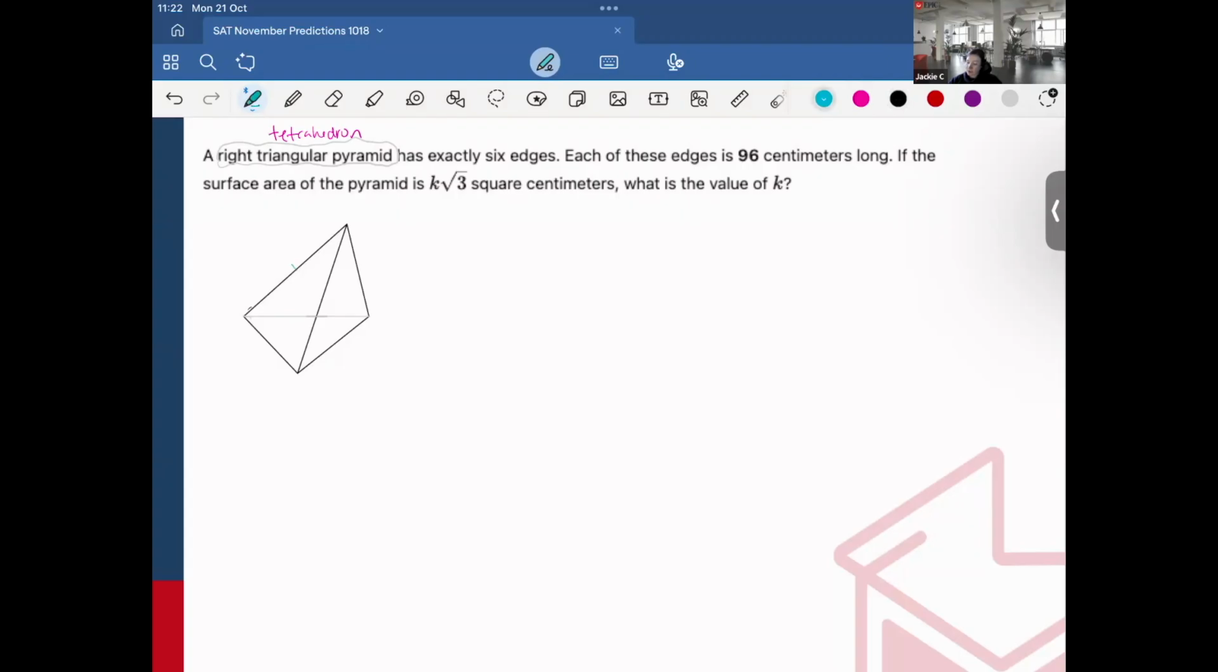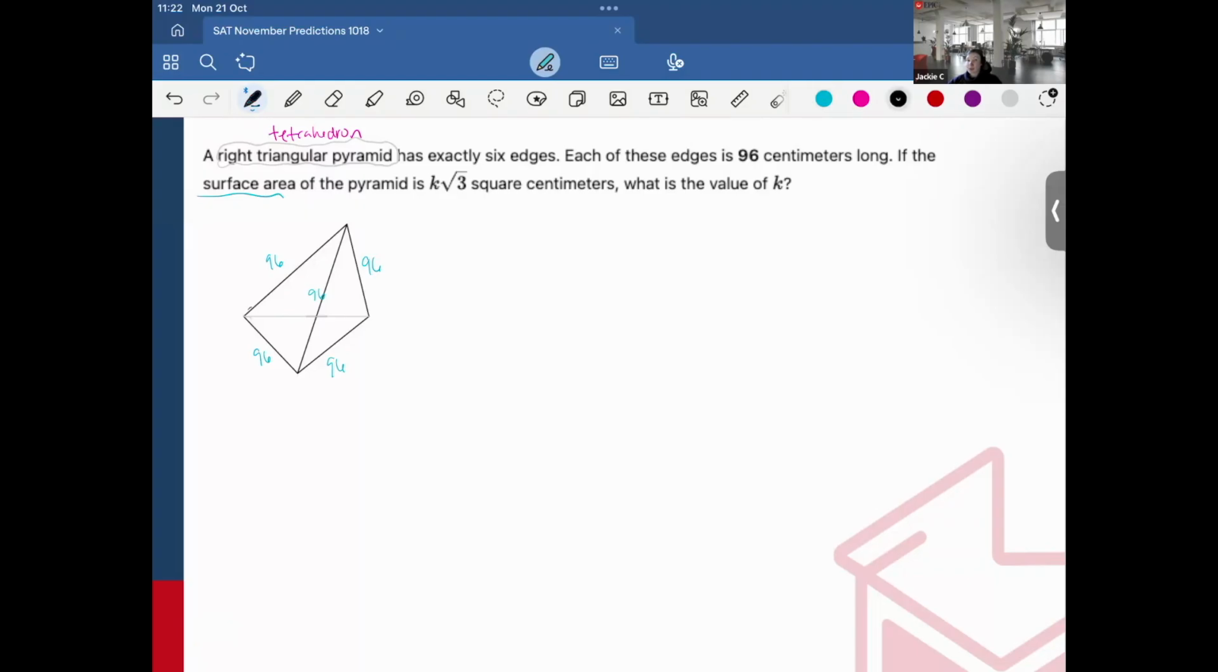which just to show, this would be like 1, 2, 3, 4, 5, 6. Okay, for the 6 edges. Each of these edges is 96 centimeters long, so 96, 96, 96, 96, guaranteeing that it's actually an equilateral triangle. And then it says the surface area of the pyramid is. So imagine what the surface area of the pyramid would be.